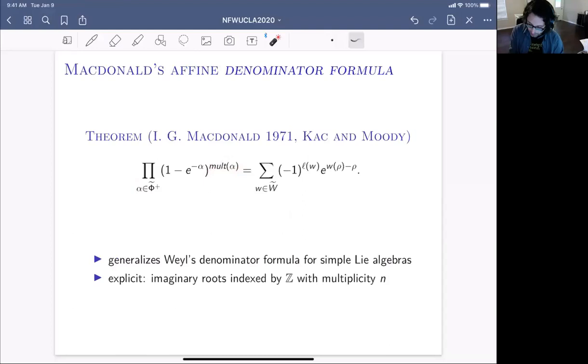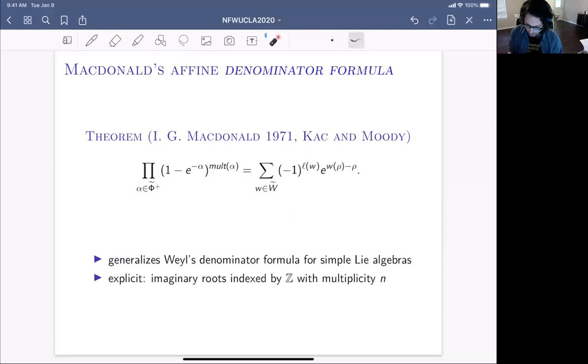If you look at this, you should think that this is like a Weyl denominator formula for simple Lie algebras, where you'd be looking at a product over positive roots, and you'd be summing over just a Weyl group. I'm sure you could state this in terms of some sort of symmetric function identity. I didn't, sorry. So Macdonald has this affine denominator formula, which led to an explosion of work. And these multiplicities are still not really understood outside of affine type, I'd say.